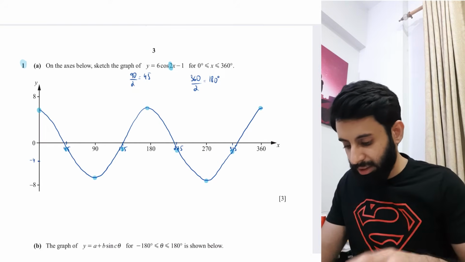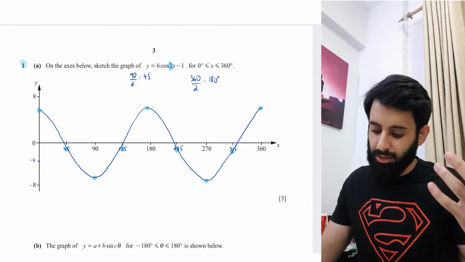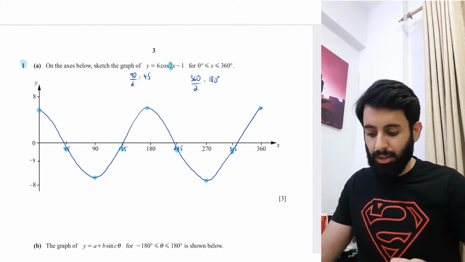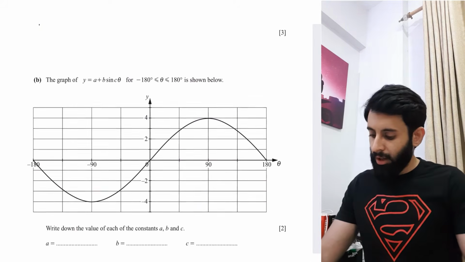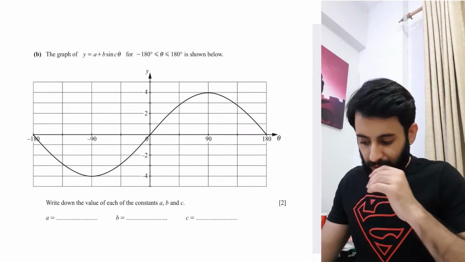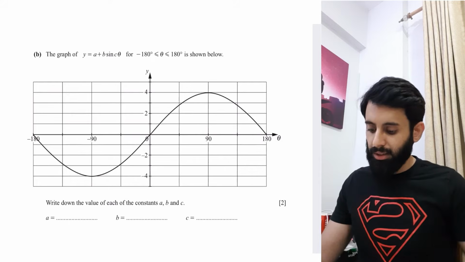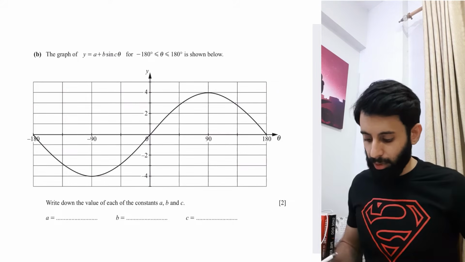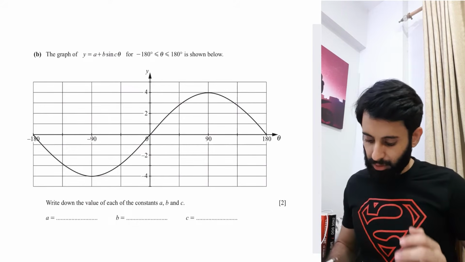Okay, so there's this misconception that the number of cycles is always equal to the coefficient of x. That's not always the case. It coincidentally may be like we have over here, but not always. Now here's another type of question that I really want to solve with you guys. It says the graph y equals a plus b sine c theta for minus 180 to 180 is shown below. Write down the value of each of the constants a, b, and c.